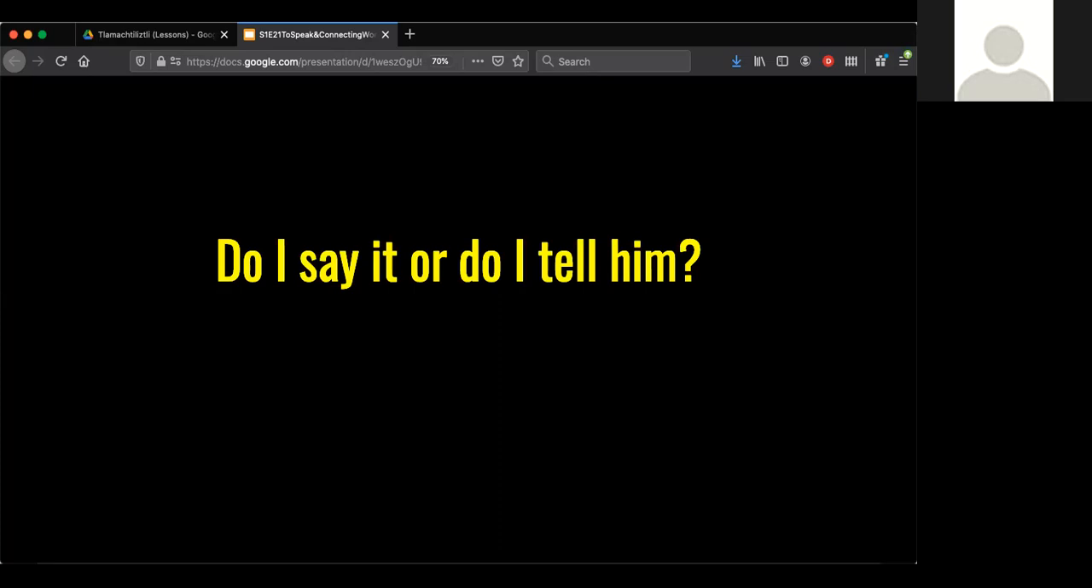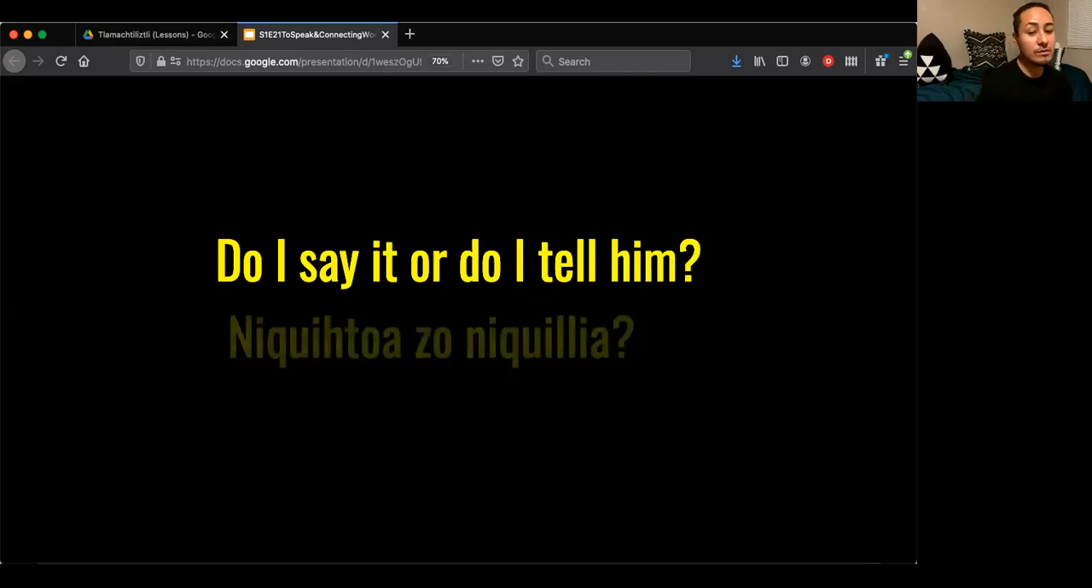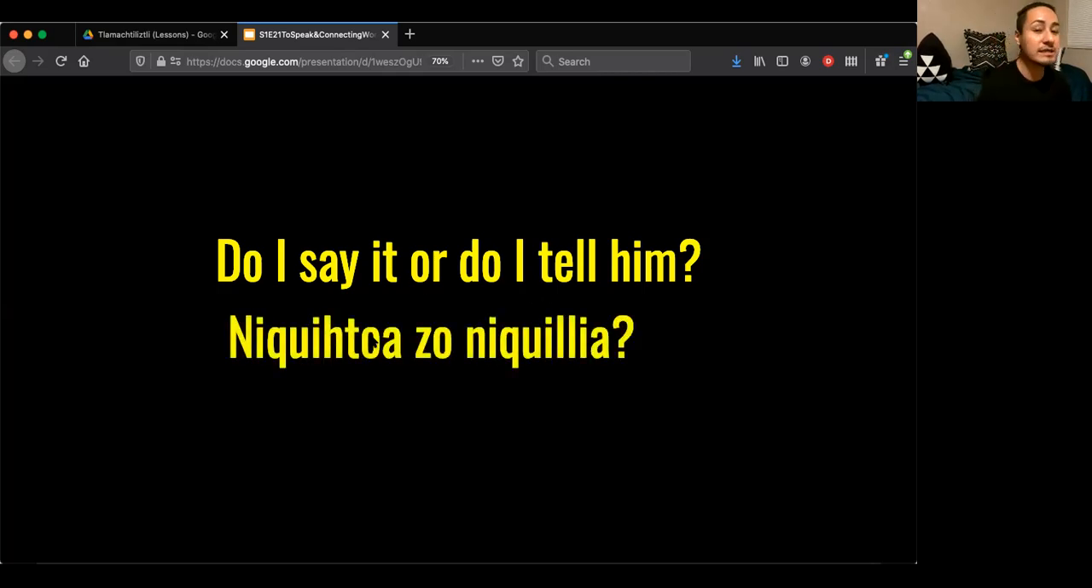Ni ihtoa. Ihtoa requires an object. So when you say ni ihtoa, you're missing the object. Niki ihtoa. Because the thing that you're saying is the it, right? I say it. Niki ihtoa. So ni illia. Okay. Nikilia. There you go. Illia is also a transitive verb. When you tell something to a person, you're telling it to a person, so you require an object. So nikilia, like you said. So niki ihtoa, so nikilia.